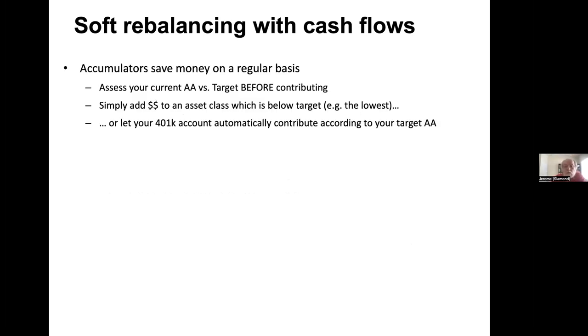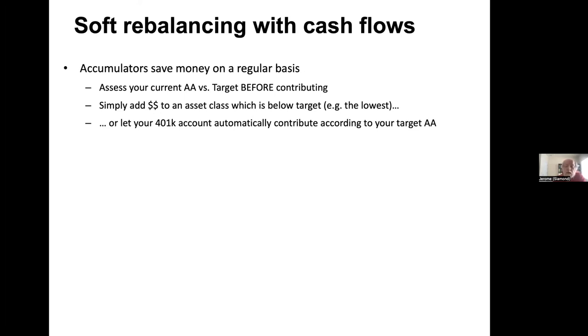Let me illustrate a little bit more this soft rebalancing thing. Kind of repeating what I said, accumulators tend to save money on a regular basis, and maybe they also have the occasional bonus or lump sum. The trick here is to assess your current asset allocation. Just enter those current positions in my little spreadsheet or something similar, and see where you are. Then you will probably spot an asset class which is below target, and you have money to save. Just put money there. If you have an asset class which is below target, that is where you want to add money. That's what I mean by a small rebalancing move.